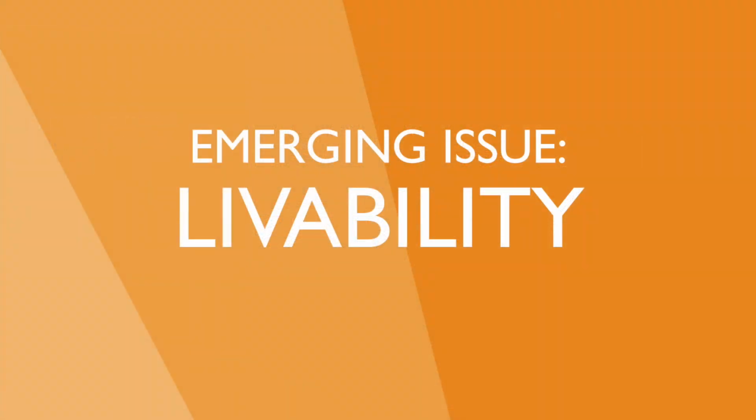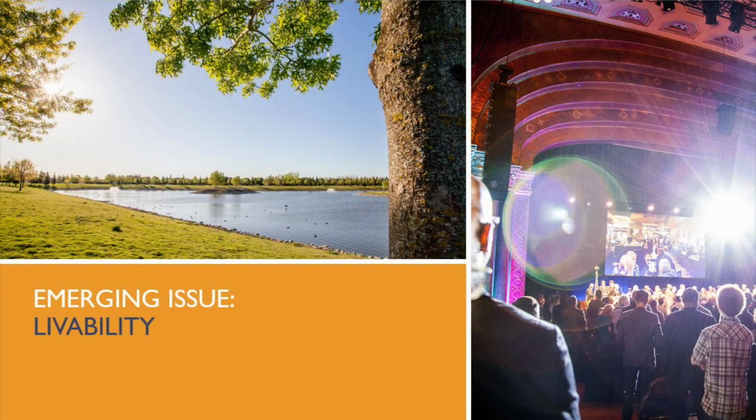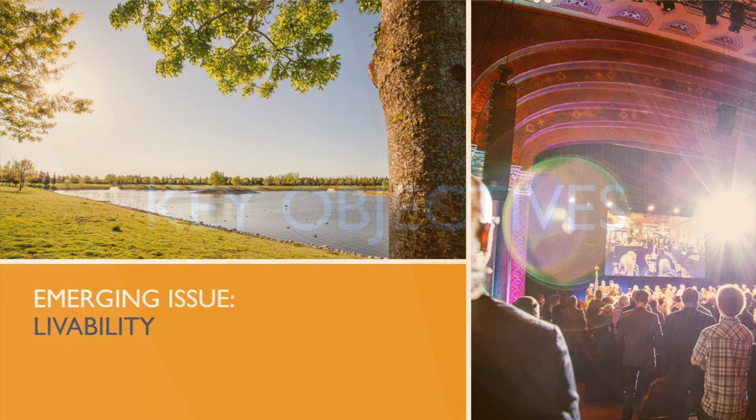And then there's livability. The overarching goal of our current general plan is to make Sacramento the most livable city in America. We want to understand your values and your priorities so we can build the general plan around them.